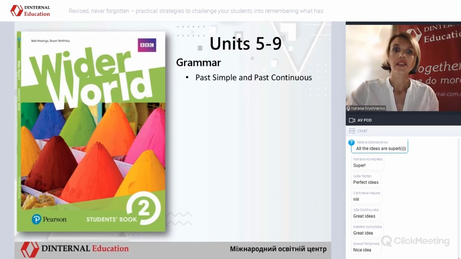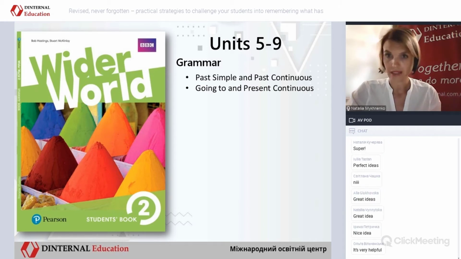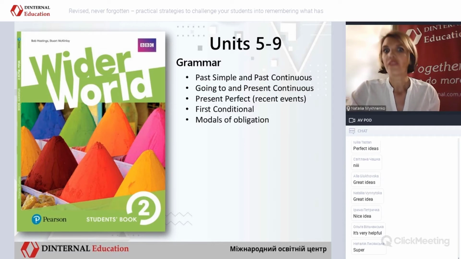So I see that here we have past simple and past continuous, not bad, two past tenses. We have going to and present continuous to speak about future plans and intentions, okay? And of course, present perfect, past conditionals, modals. Wow, a lot of grammar to be revised.